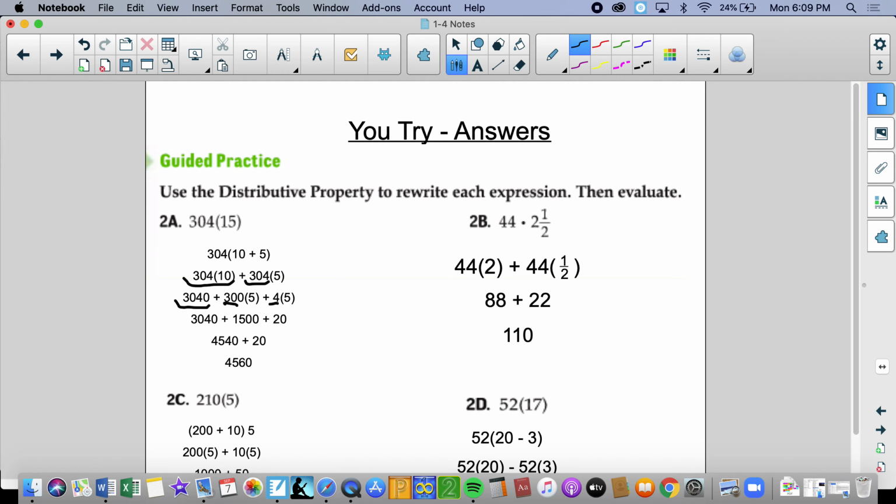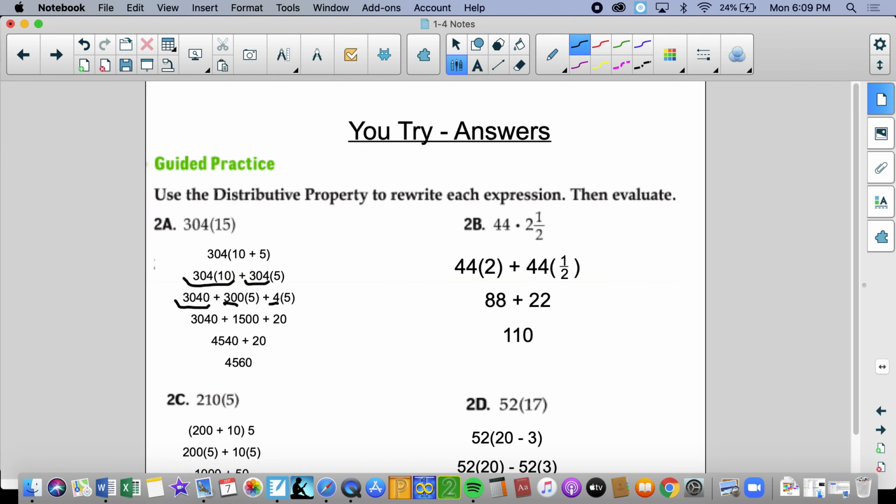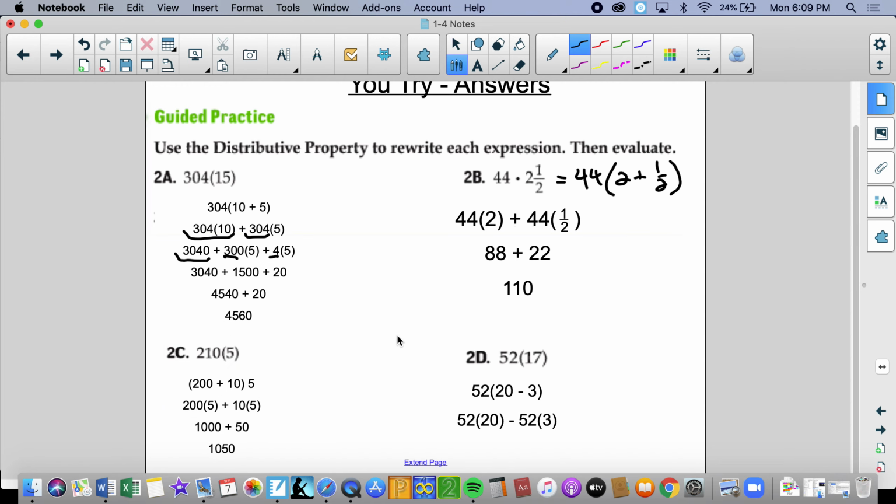44 times 2.5, well, that's easy. I would do 2 plus 1/2, and then I distribute 44 to 2 and 44 to 1/2. 44 times 2 is 88. Half of 44 is 22, and 88 plus 22 gives me 110. So that's good. That one I can do.